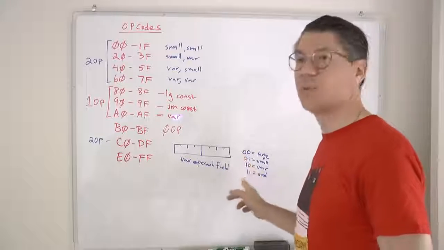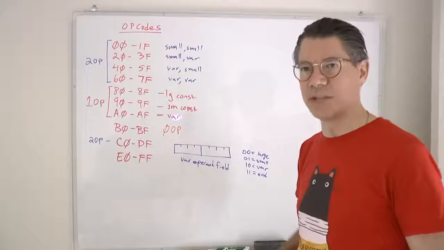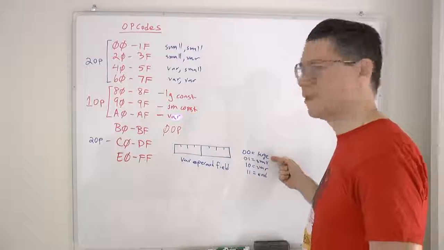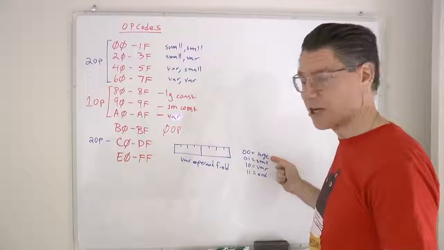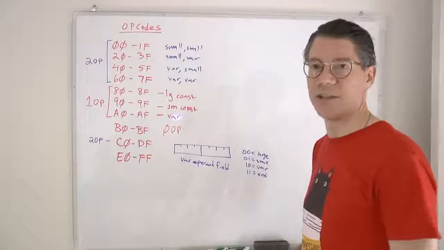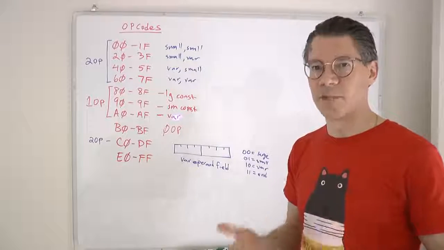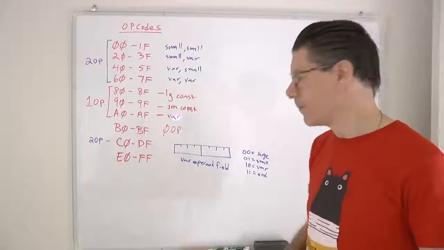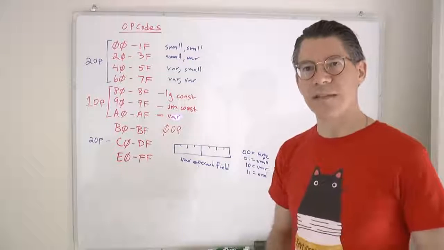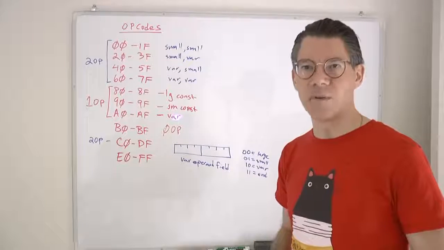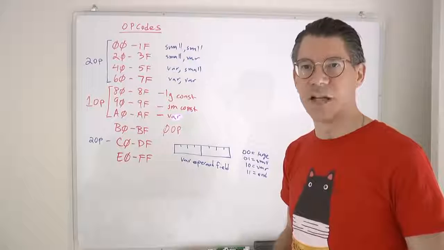Each operand is encoded in 2 bits. So 00 means it's a large constant, 01 is a small constant, 10 is a variable, again, stack pointer, local, or global. And 11 means that this is the end of the operands. There are no more operands to follow.